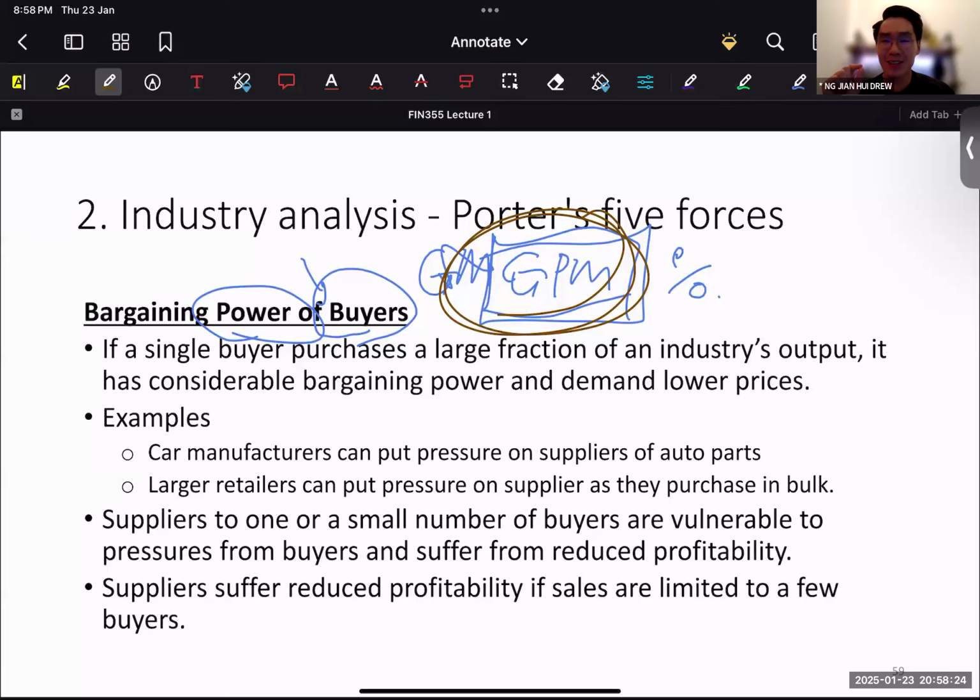I almost got tricked by myself as well, because I know this idea of bargaining power of buyer and gross profit margin comes hand in hand, and it's very important to link them together, right? So when you think about gross profit margin, think also about bargaining power. High gross profit margin means the company has a lot of power, but the buyer has no power. That's why the company can charge as much as possible.